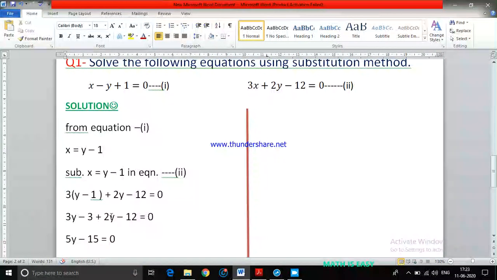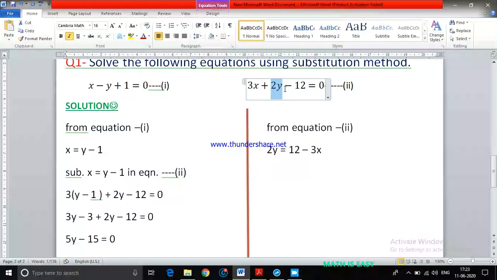Now I'll solve the same question. Here I started with equation 1. Maybe you can start with equation 2. So instead of from equation 1, you can write from equation 2. You'll understand which method is easy to solve. From equation 2, what you can write? If I want to eliminate x or eliminate y, that you can decide. For example, I want to eliminate the y value. So I'll have 2y equals 12 minus 3x.